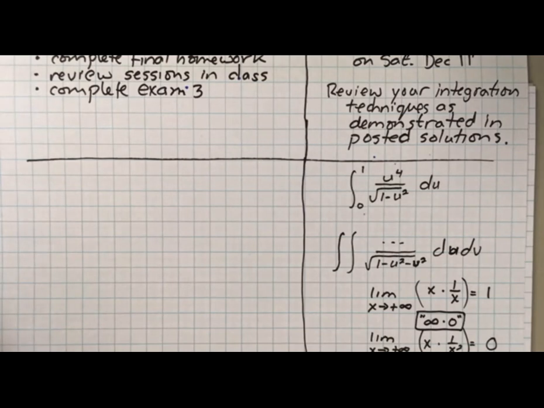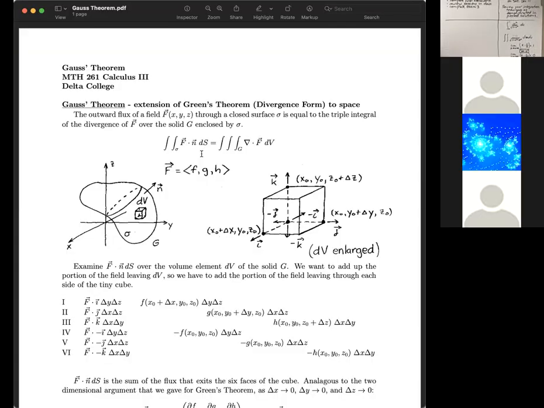I'm just bringing up a local copy so that I don't have to wait for something to download. Here in Gauss's theorem, it's a little more direct. So let me share this paper with you. There we go. So this is the extension of Green's theorem, divergence form, to space.